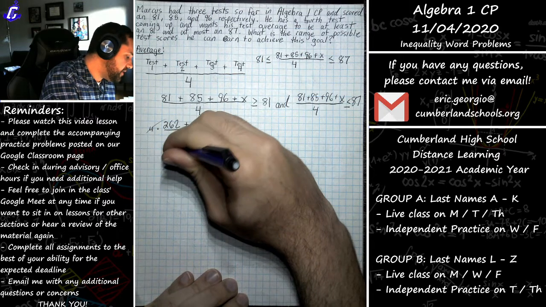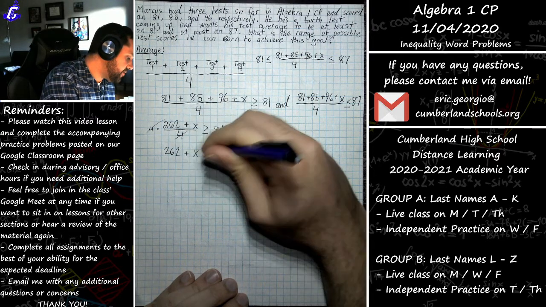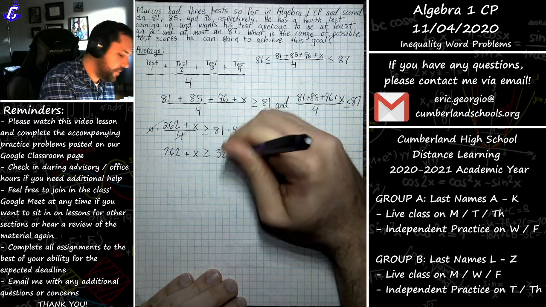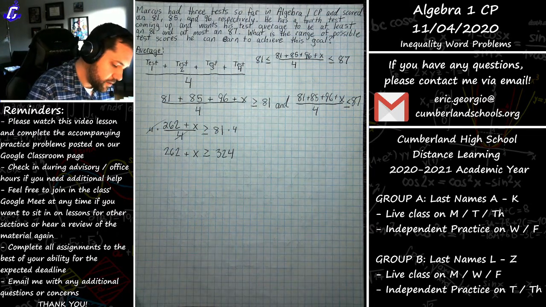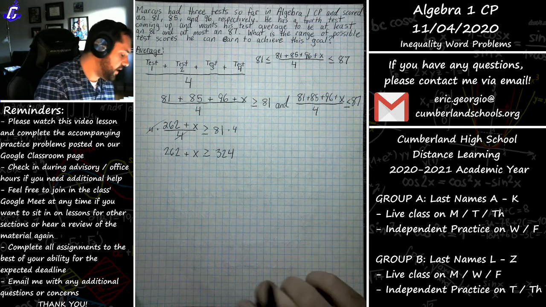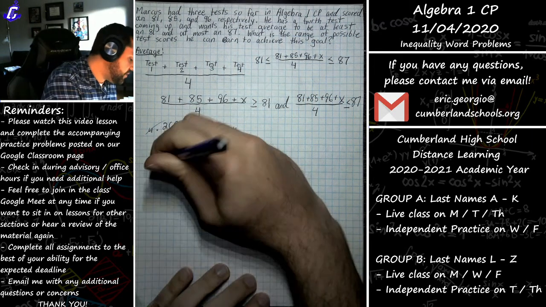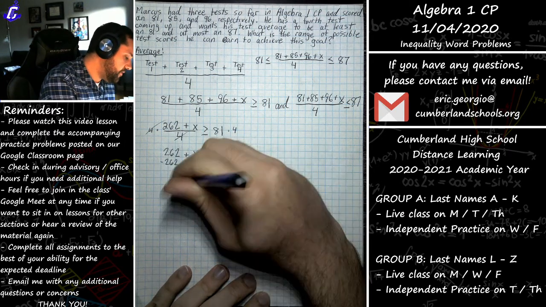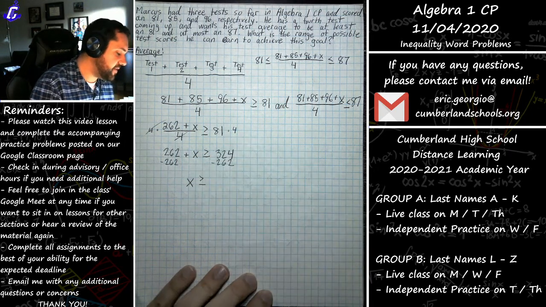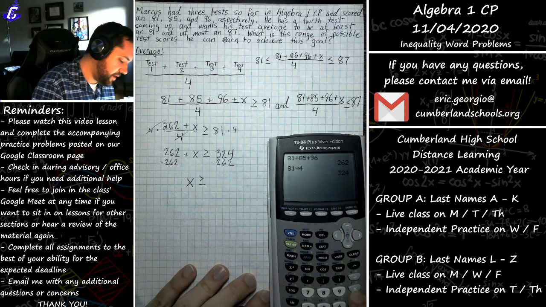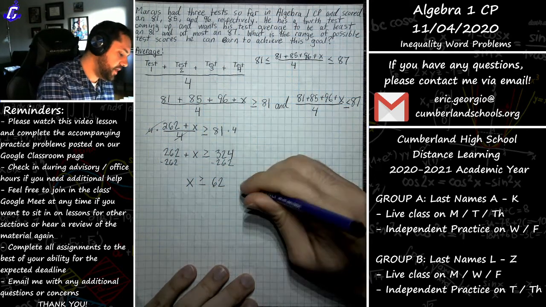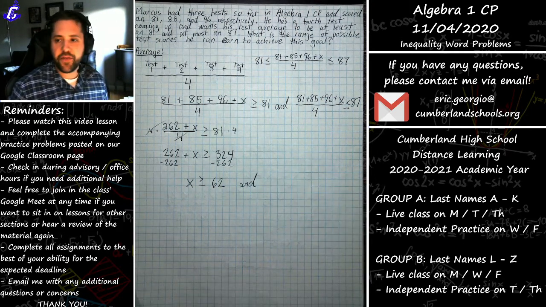That gives me 262 plus x is greater than or equal to, I should be able to do this in my head, I think 324. Just going to double check. Yeah, 324. Very good. Now we need to subtract both sides by 262. That's really the last step. And we get that x has to be greater than or equal to 324 minus 262, so x has to be greater than or equal to 62. That's a good start. And let's figure out the other one.